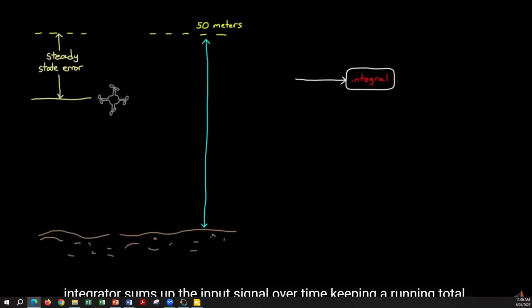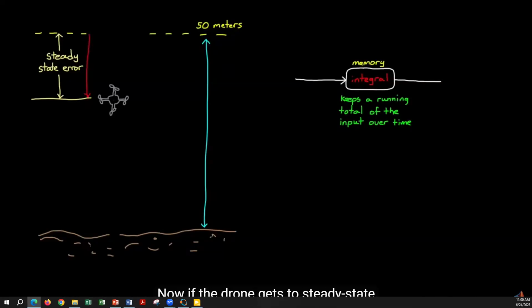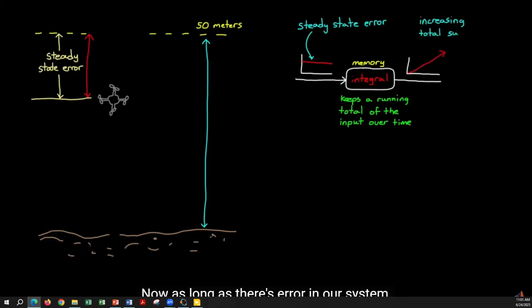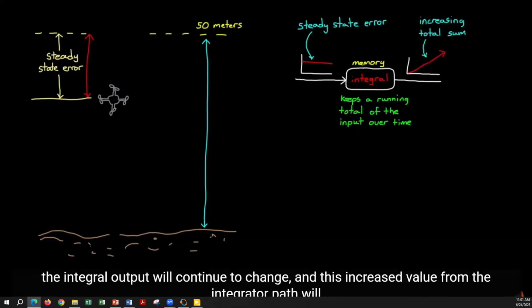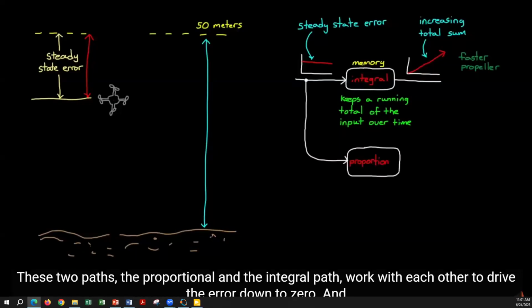An integrator sums up the input signal over time, keeping a running total. Therefore, it has this memory of what has happened before. Basically, it's keeping track of the past. Now, if the drone gets to steady state below the desired altitude, the error term is non-zero. And when a non-zero value is integrated, the output will increase. Now, as long as there's error in our system, the integral output will continue to change. And this increased value from the integrator path will increase the speed of the propellers, and the drone will continue to rise.